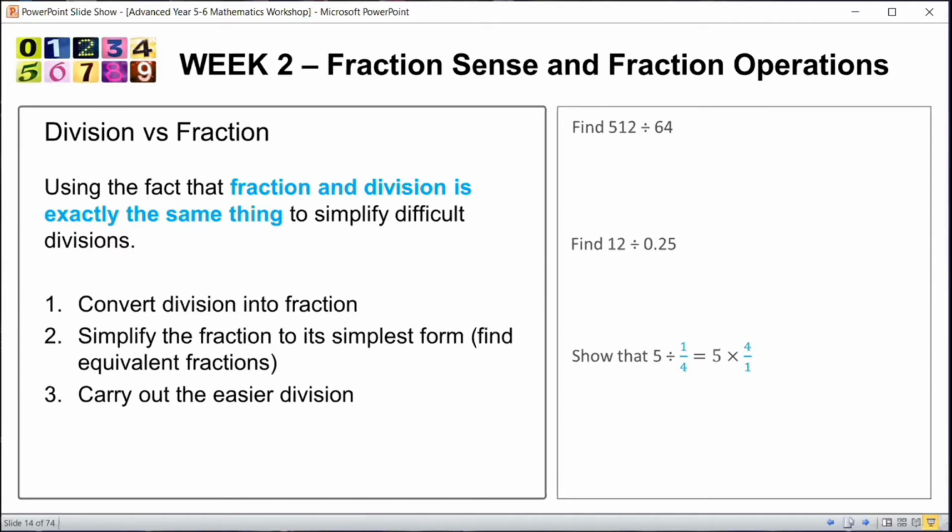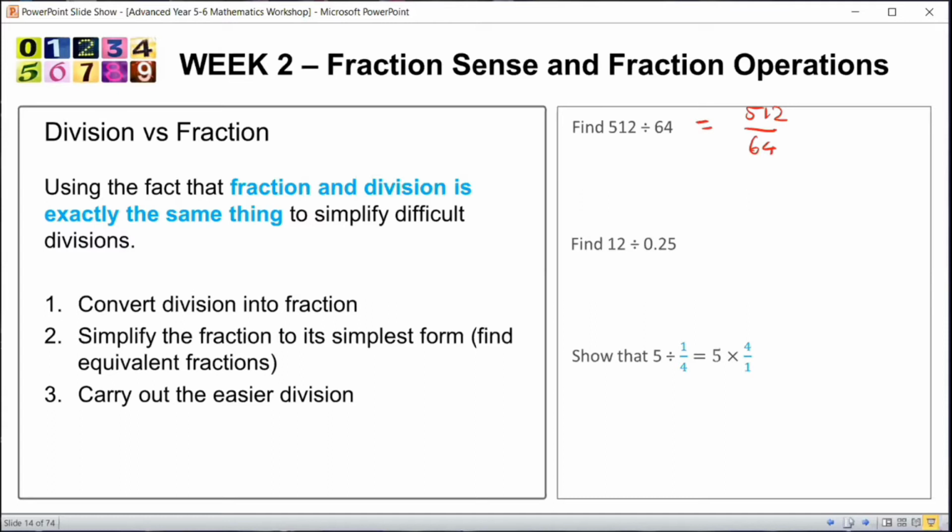All right, so let's have a look. Let's try. The first one we are going to do is divide 512 by 64. Now, that would be difficult, so we don't want to do it. So we say that equals 512 over 64. Now, we're going to simplify it.